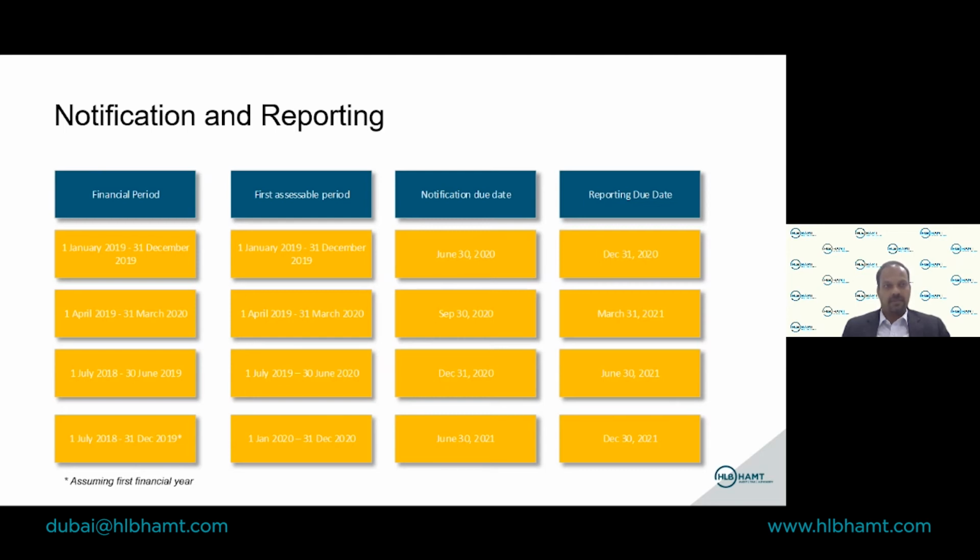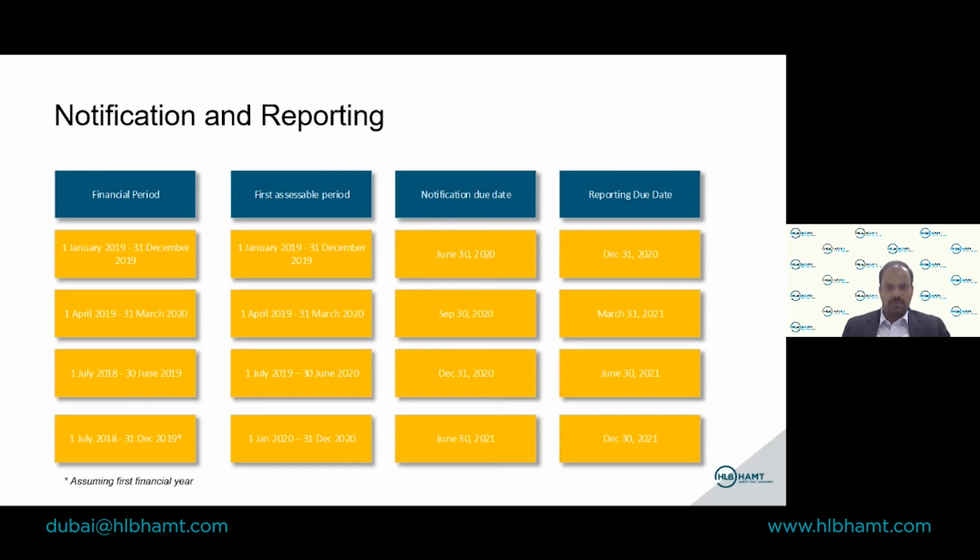Financial period, whatever the financial period followed by the client on or after 1st January 2019, will remain as it is. The first assessable period, for the first line, say if the financial period was January to December of 2019, the assessable period is also the same, 2019 January to December. So if you see both the columns, the first column and second column remain the same. Notification due date, now they clarified this is 6 months after the financial period. They have clearly written it as 6 months. Earlier they had given a deadline date of June 30.